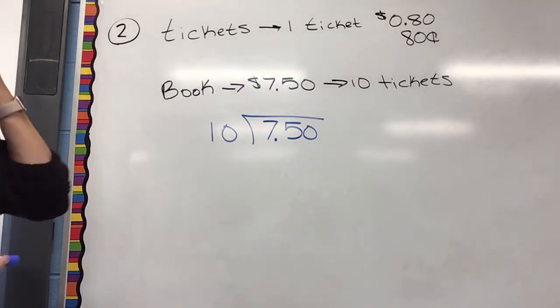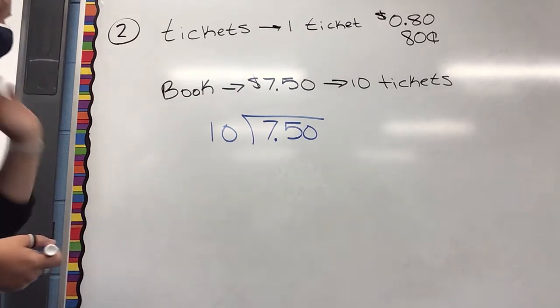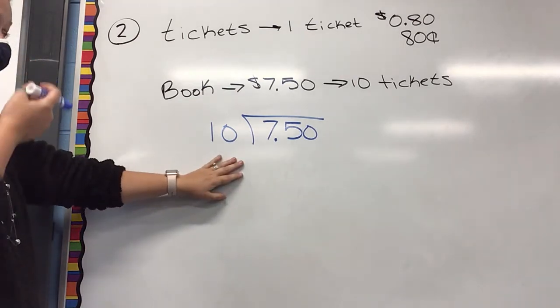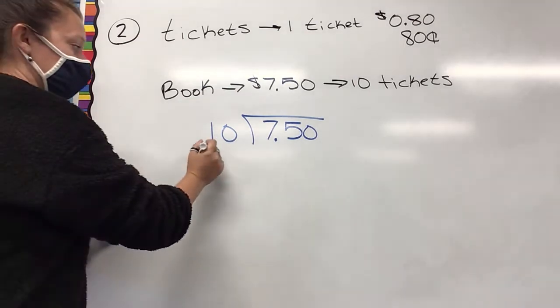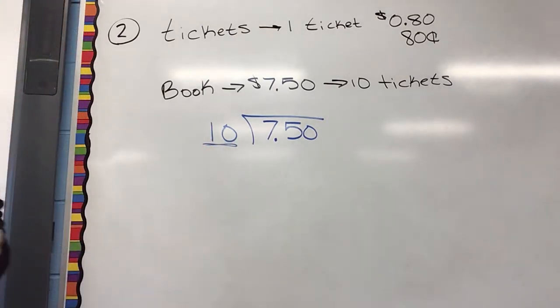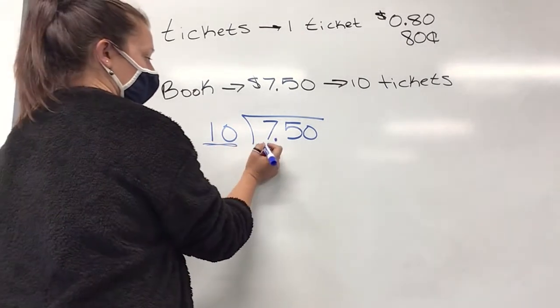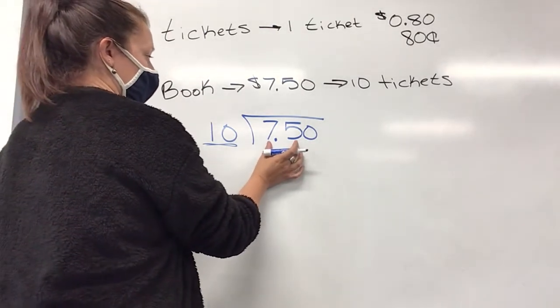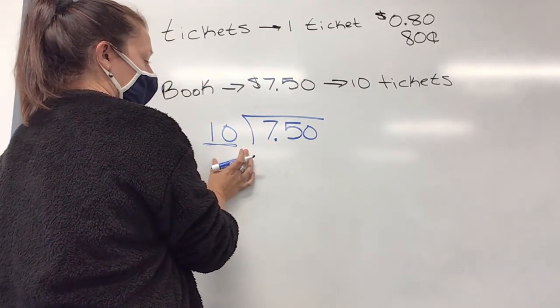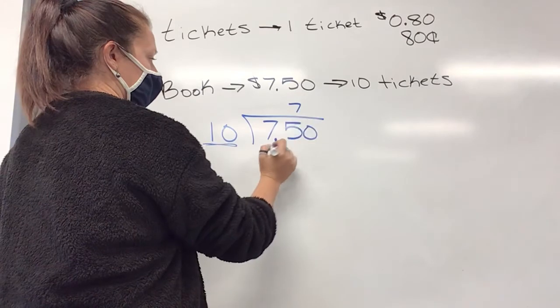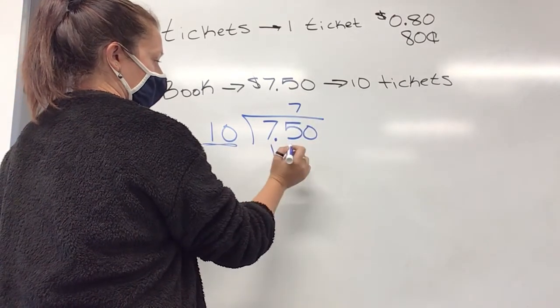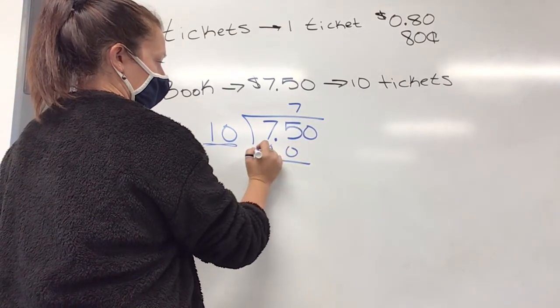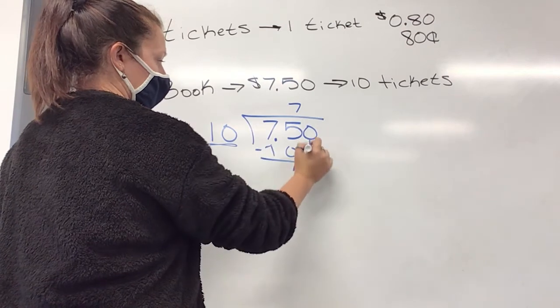Okay? All right. This should be mental math because we're working with our tens. But if it's not and you have to work it out, that's okay too. Because if I work this out, can I do 7 divided by 10? No. Can I do 75 divided by 10? Yes. How many? Good, because 10 times 7. Bring down my.